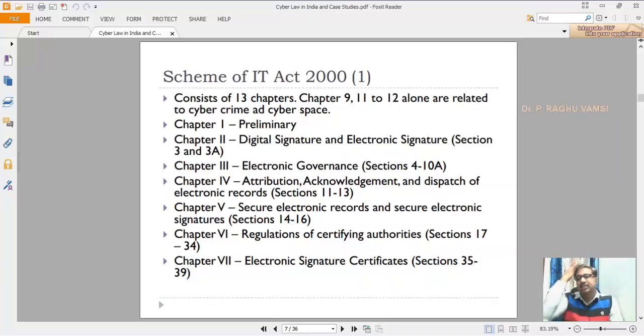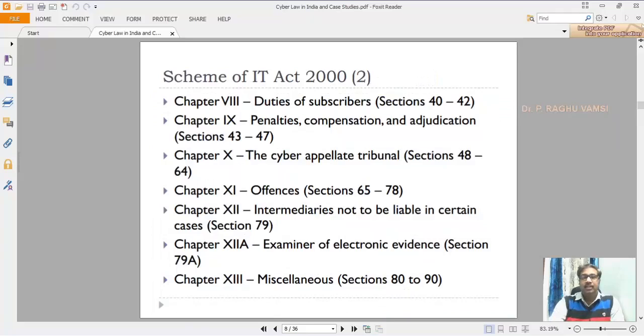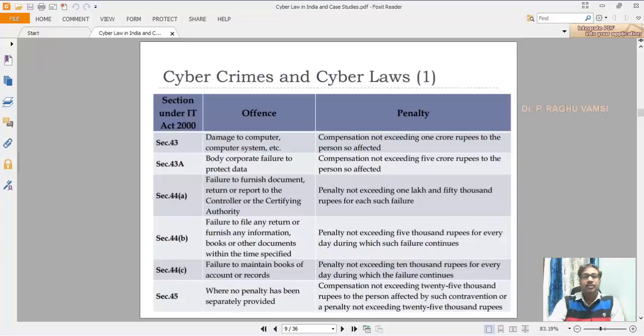However, we are mainly concerned about Chapters 9, 11, and 12 of the IT Act, which are related to hacking and the consequences of hacking. Under this, first we'll see the sections under Chapter 9, penalties and compensation. Here sections 43 to 45 are related to the penalties and compensations, especially related to the offences and related penalty. Section 43 is related to damage to computer or computer system, etc.